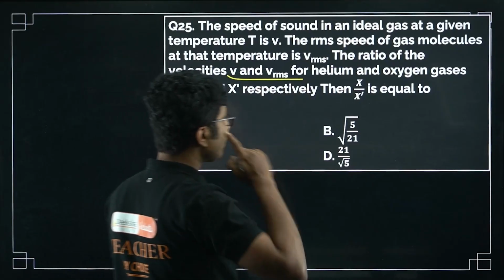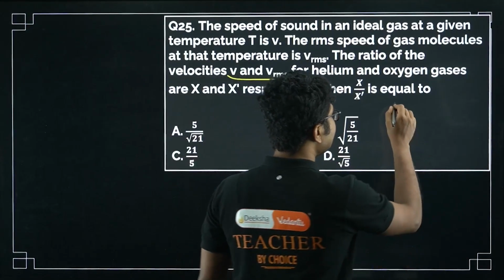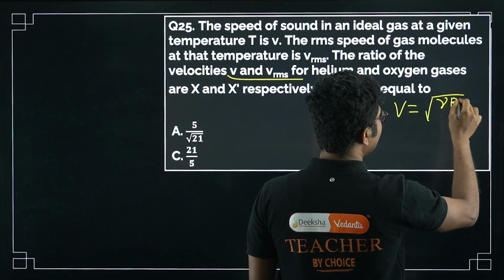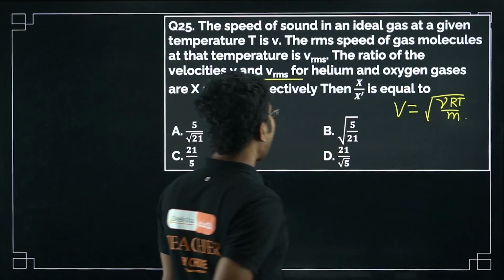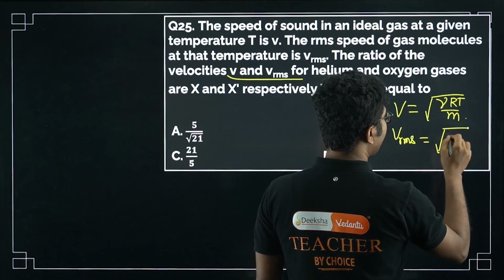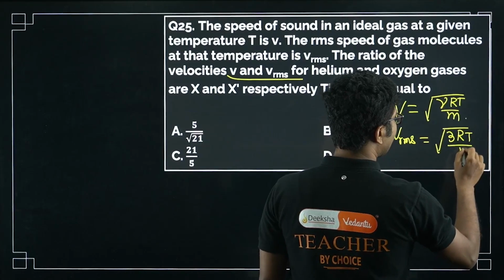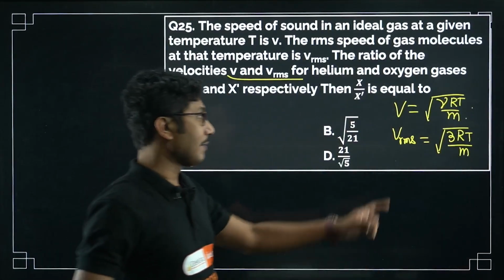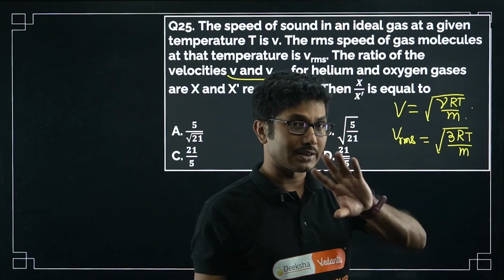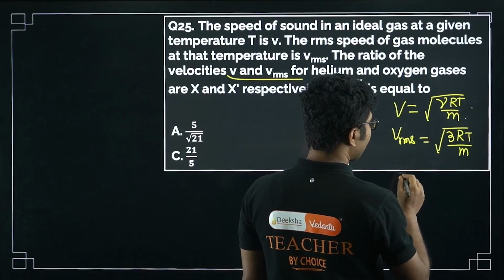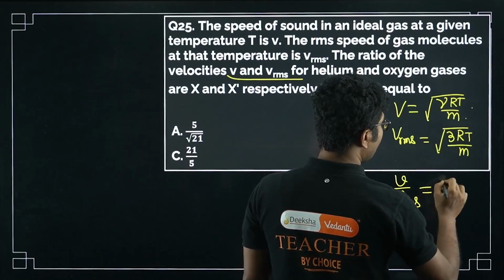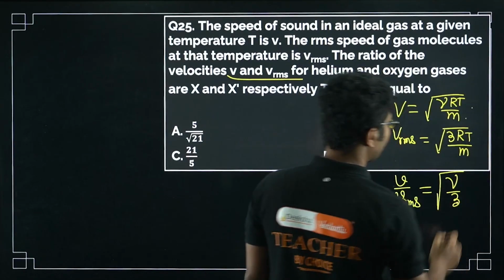So first of all, we have to find what is the V. V is given by square root of gamma RT by M. Okay, and Vrms for any gas is given by square root of 3 RT by M. This comes from Newton's and Laplace correction, and this is from the Vrms expression. You can convert that value to RT by M. I have done this in my class. If you have missed that, you can go and check that out. Now the ratio of V by Vrms is basically square root of gamma by 3.